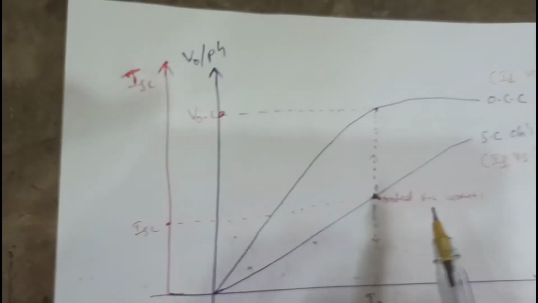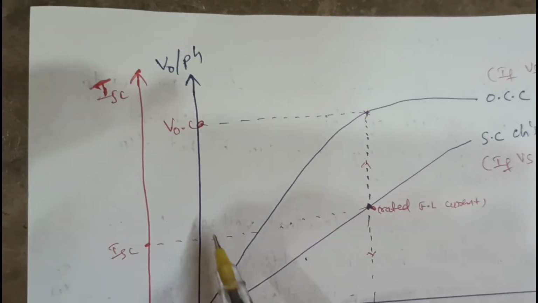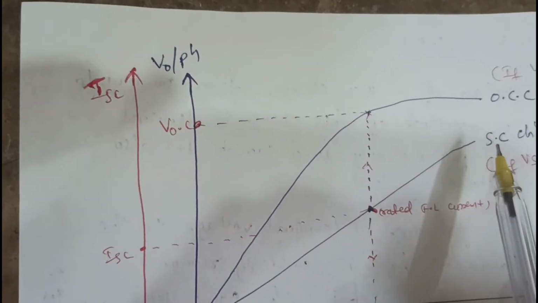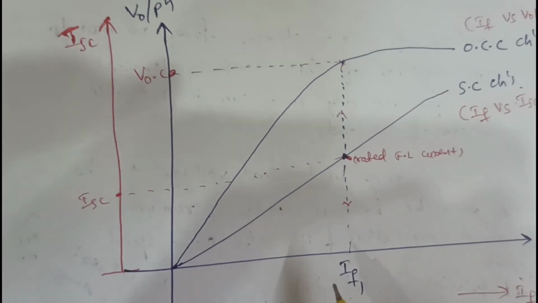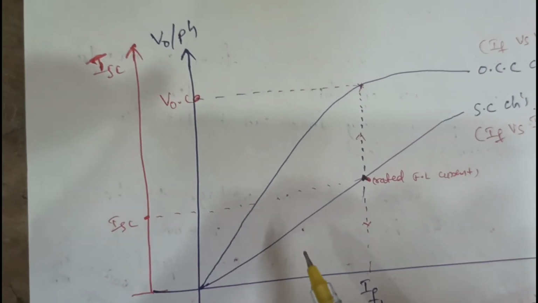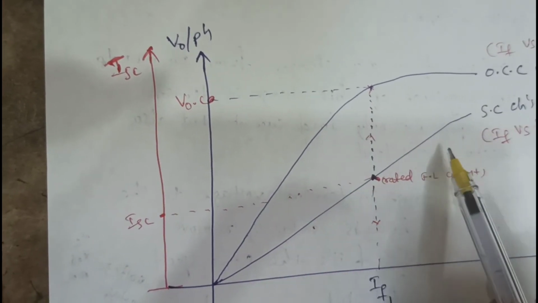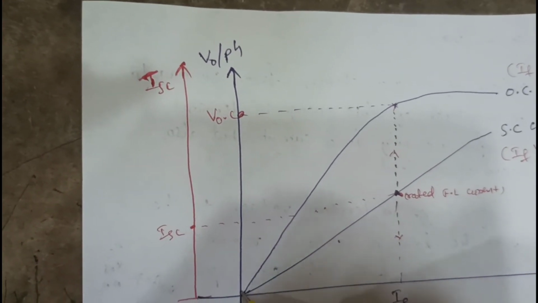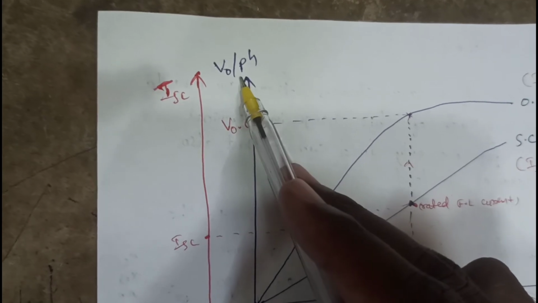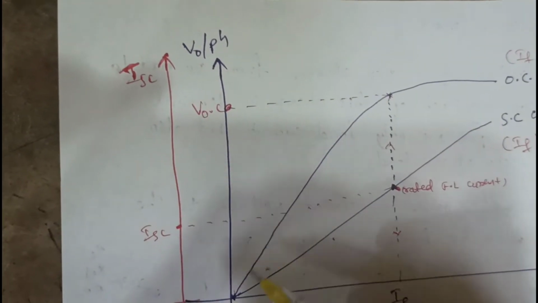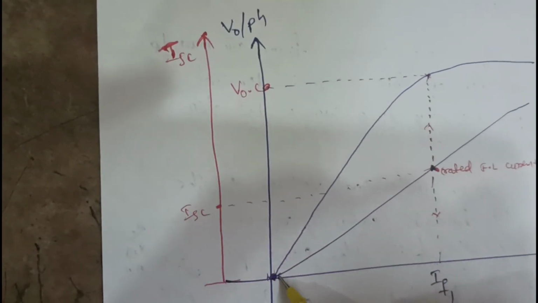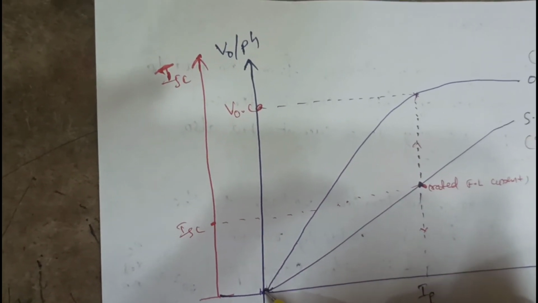So this is the actual graph for the OC test and SC test. In the previous session we already discussed the OC graph and SC test. This y-axis indicates the voltage per phase, and this x-axis indicates the field current. So field current is 0 and voltage is also 0.